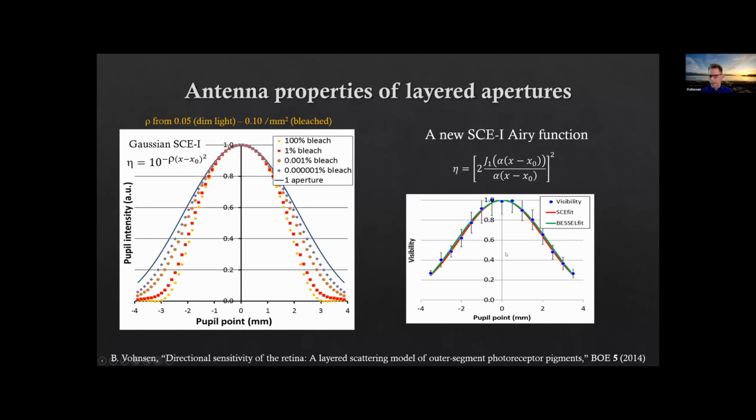And if you look at it here, plotted together with the traditional one, in red is the traditional one, the Bessel function is the green, you can see we obtain essentially the same visibility curve as the Gaussian function, but we have now a more sound physical basis.